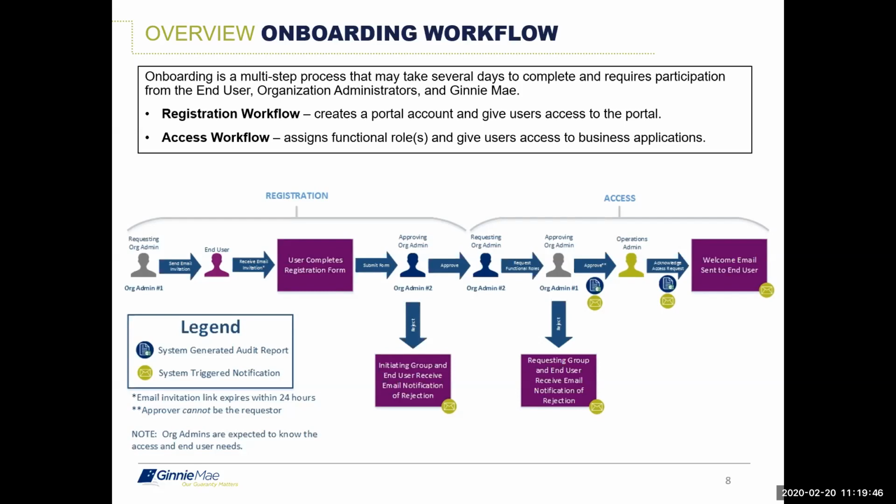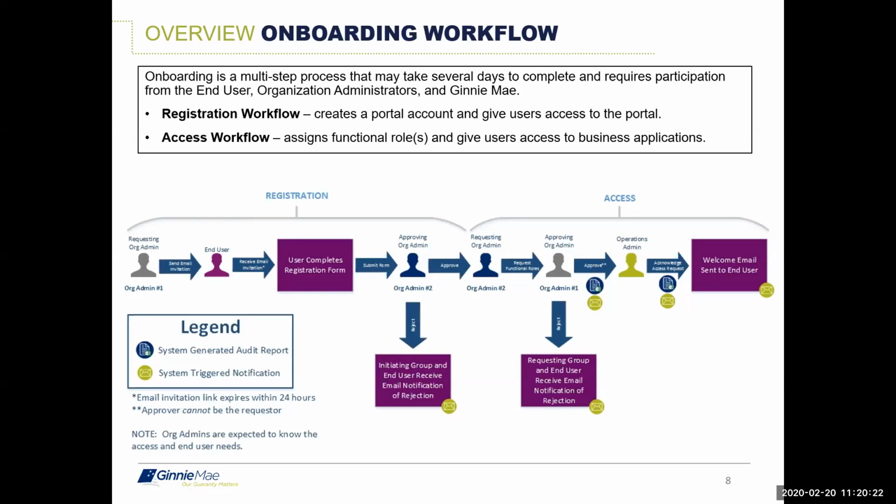If you start on the left-hand side of the screen, you can see that you need an organization administrator to send an email invitation to an end user. This registration invitation email, once received, is completed. You get a link in an email that takes you to an electronic form to fill out some information. If you're a token holder, that would be a great time to enter your token information, or if it's already entered, validate to make sure that it's correct. You submit that form as an end user, and it goes back to the organization administrators.